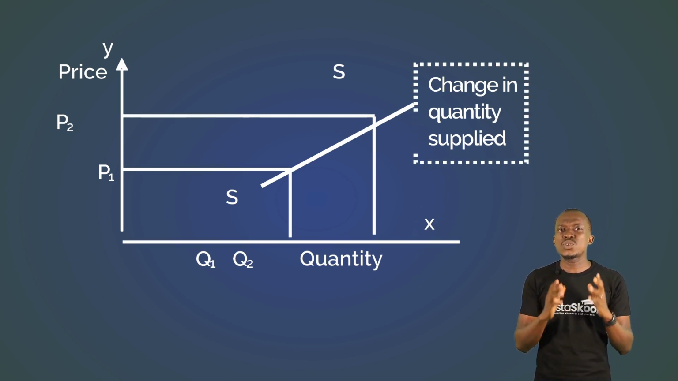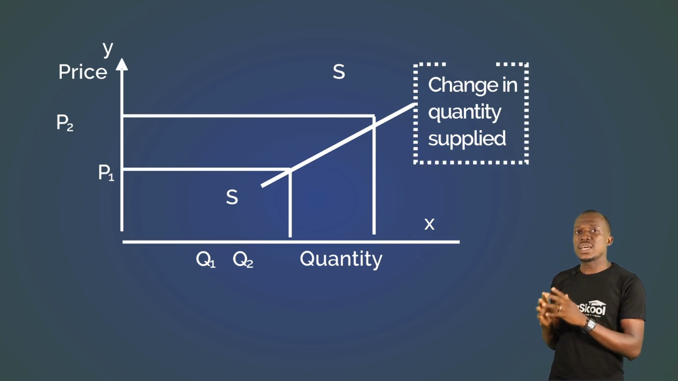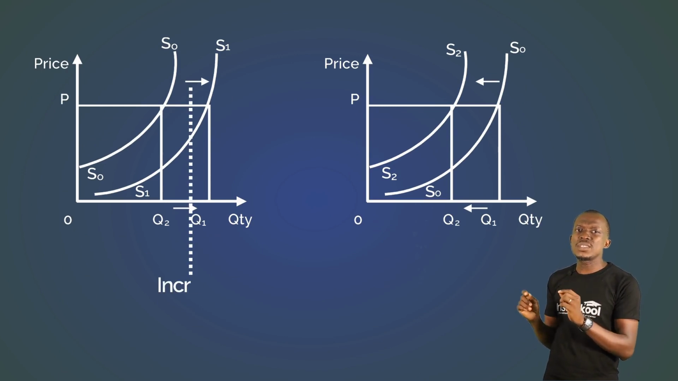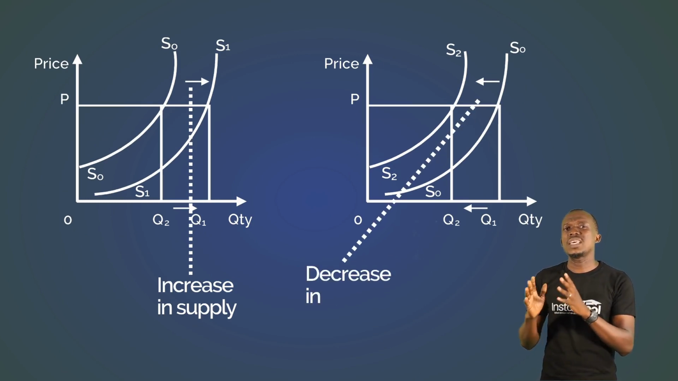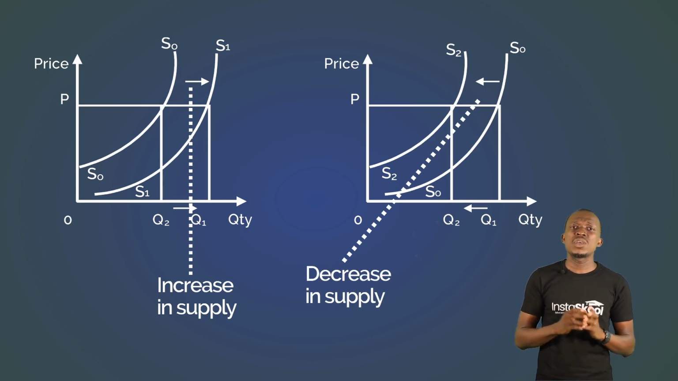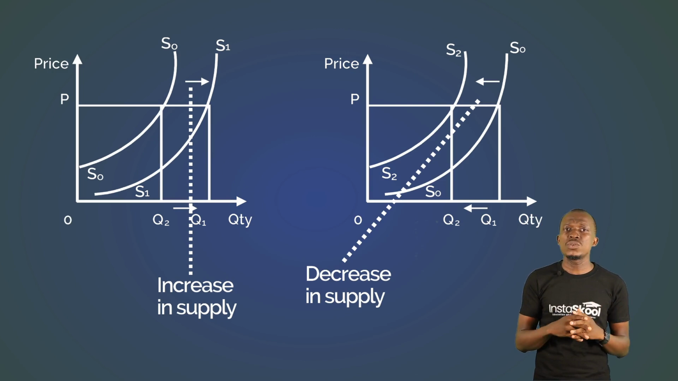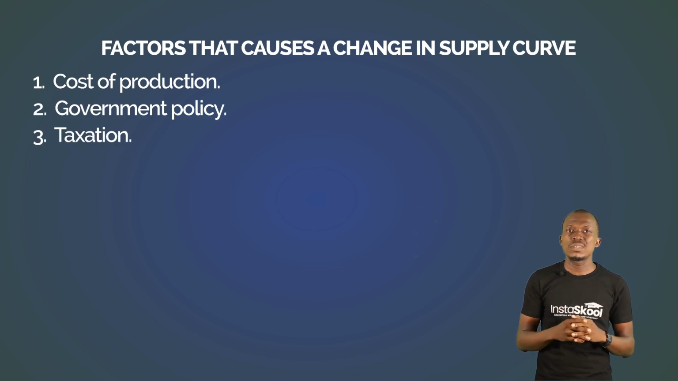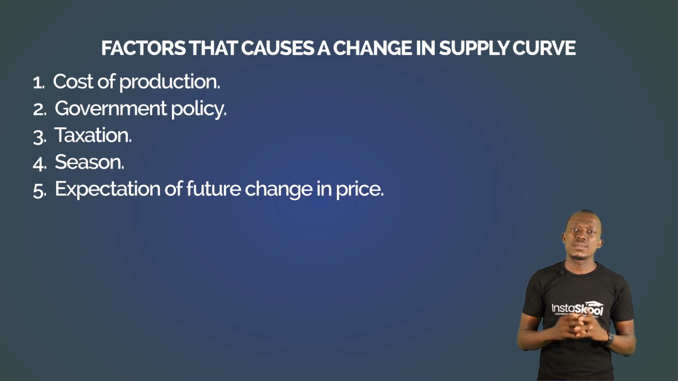However, changes in supply refers to a complete shift in the supply curve. In this diagram, when the supply curve shifts outward, we have an increase in supply. And in this case, when the supply curve shifts inward, we have a decrease in supply. The shift is caused by other factors of supply except price. And these factors include cost of production, government policy, taxation, season, or expectation of future change in price. Quite understandable.